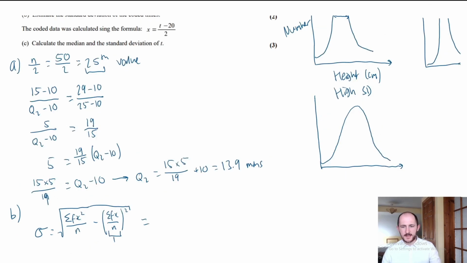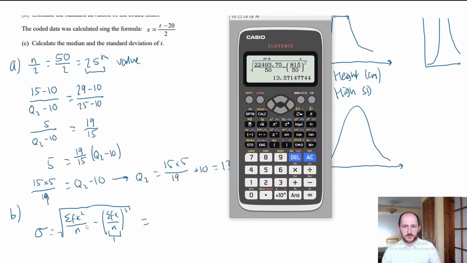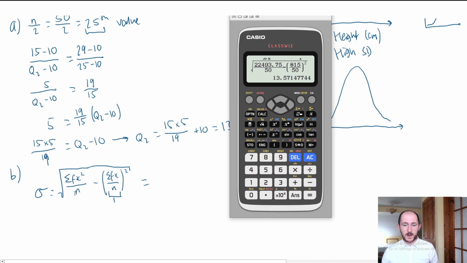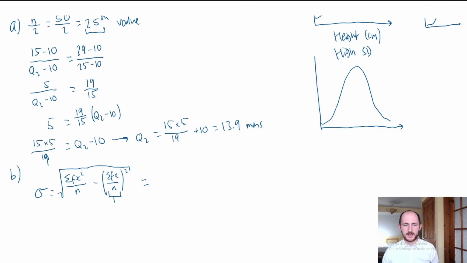Okay, so I spotted the slight mistake. I actually put an n squared here, and it's meant to just be n. So the actual formula is just n. That was my mistake. I think I was just trying to think ahead. But either way, the actual formula is the sum of f of x squared over n minus the sum of f of x over n all squared. And that does give you the correct value of 13.6.